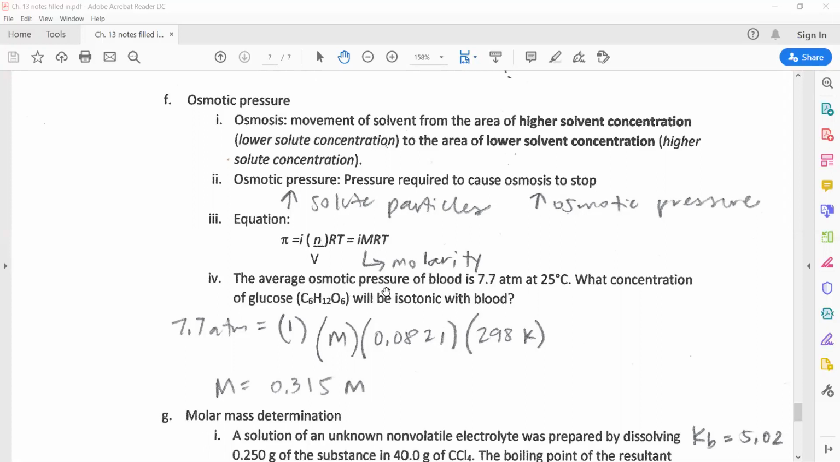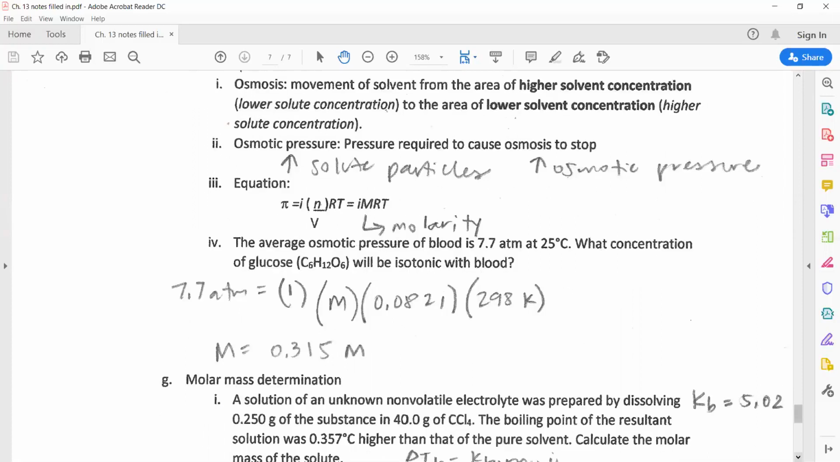So the average osmotic pressure of blood is 7.7 atmospheres at 25 degrees Celsius. What concentration of glucose will be isotonic with blood? Once again, if you're using R, be sure that you're careful with all your units, including pressure, which has to be in atmospheres. It already is in this scenario, which is fine.